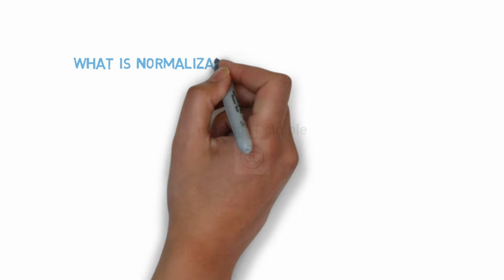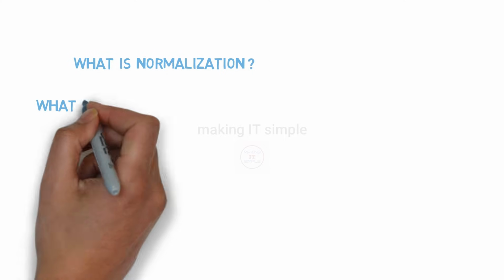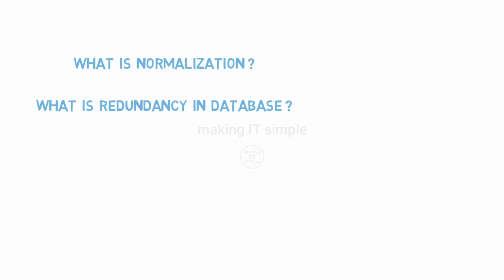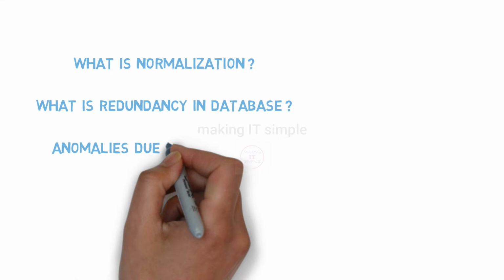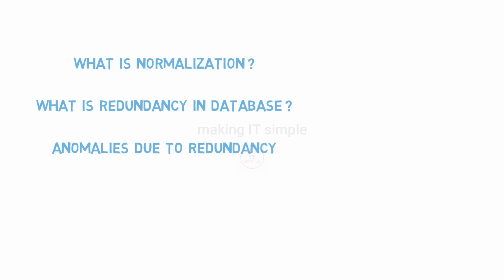So in this video, we learned what is normalization, what is redundancy in database, and also learned about different anomalies which arise due to redundant data. In further videos we will try to cover various normal forms.